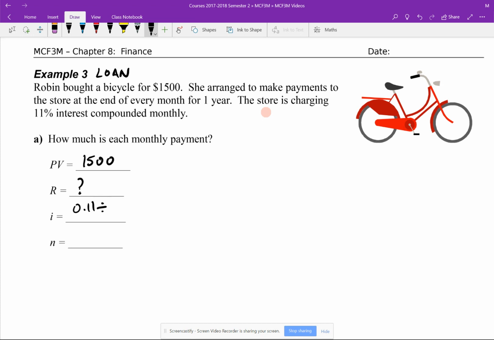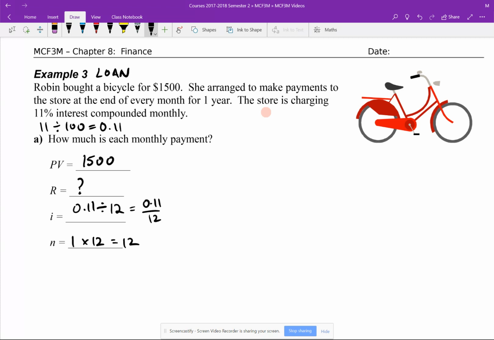So 11%, compounded monthly, so divide by 12. Keep that as a fraction, 0.11 divided by 12. 0.11 comes from taking the 11% and dividing it by 100. You have to convert it to a decimal. N is 1 times 12, so 1 year times 12 monthly payments, so it's 12. Use your present value formula to find the regular payment.